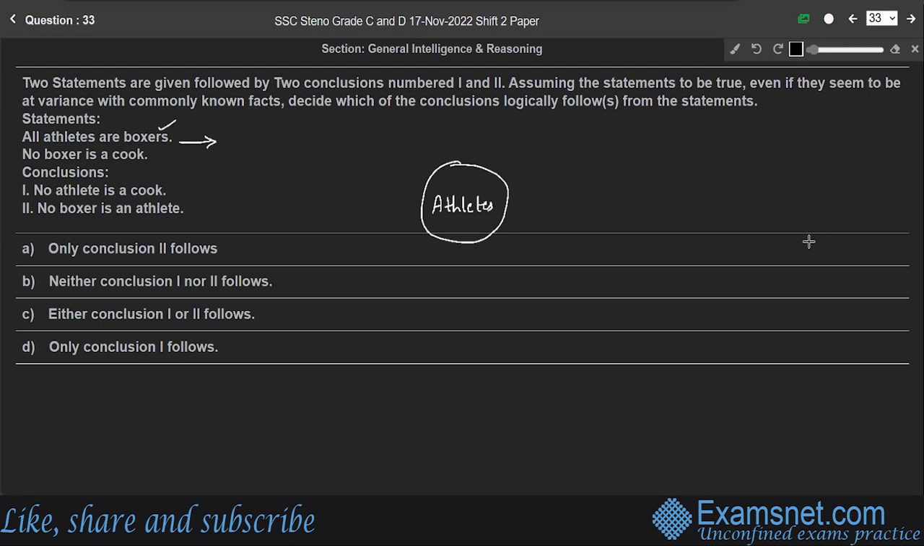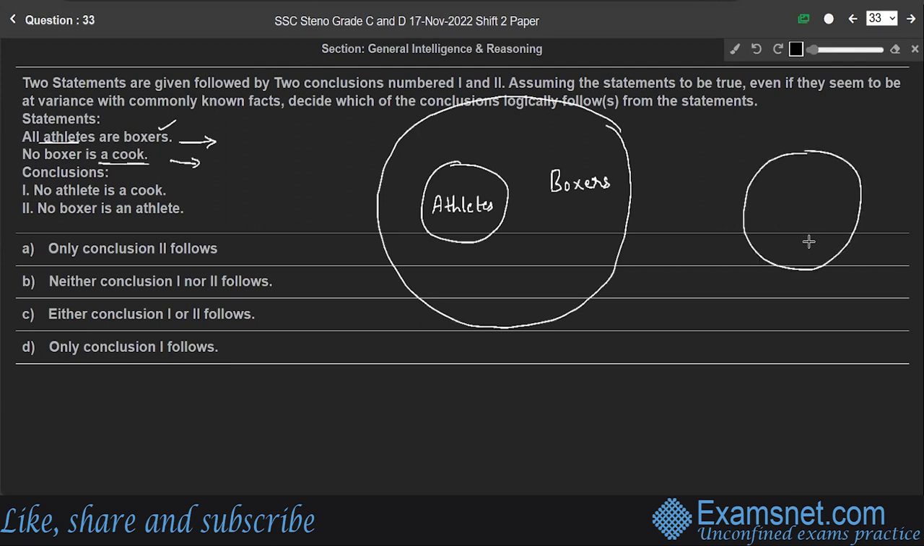It is given that all athletes are boxers. That means the set of athletes is completely included in the set of boxers, right? Therefore, statement one, all athletes are boxers. And the second one, no boxer is a cook. That means there is no relation between the set of boxers and cooks. No boxer is a cook. Right? So now come to the conclusion part.